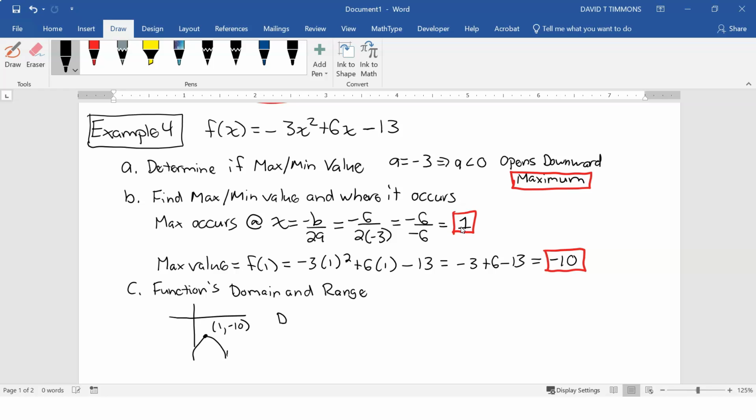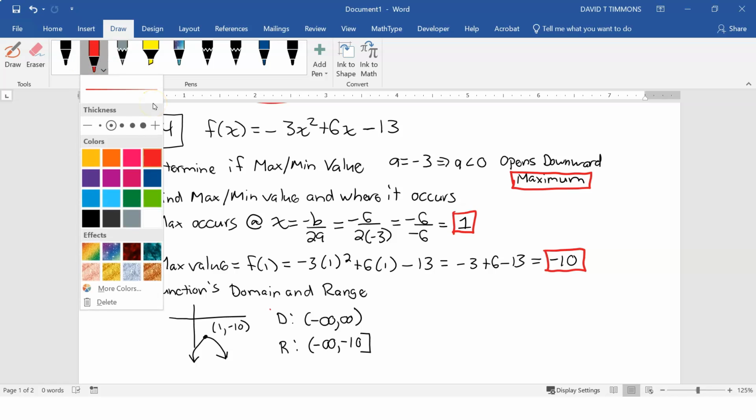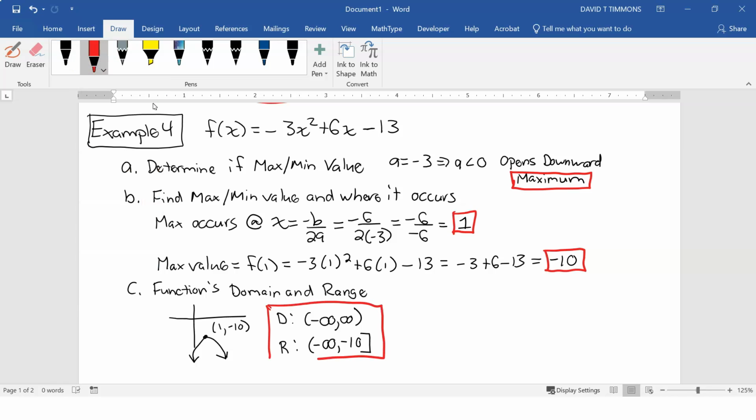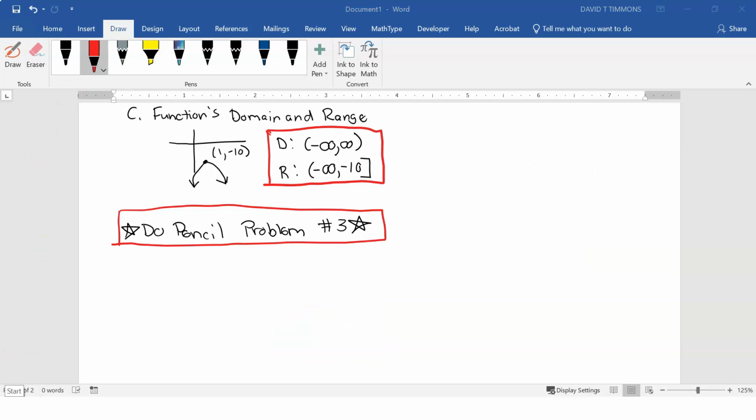Now, the domain, of course, is going to be all real numbers from minus infinity to infinity on our x dimension. And our y dimension, well, what's the smallest y value? That would be minus infinity. What's the largest y value? Well, that really occurs here at the vertex, which would be minus 10. And of course, the vertex is included on the graph. With that point, we'll use a bracket. There is your domain and range. Now try pencil problem number 3.